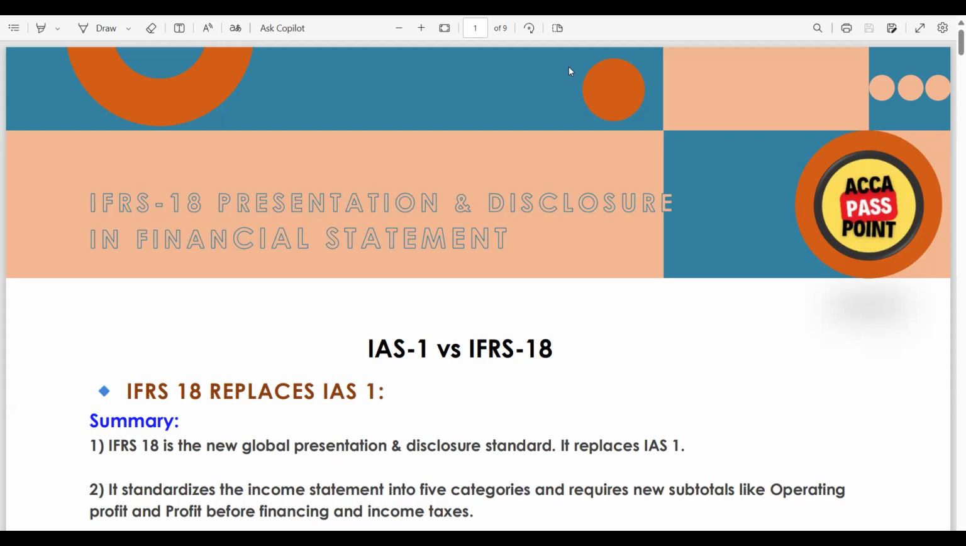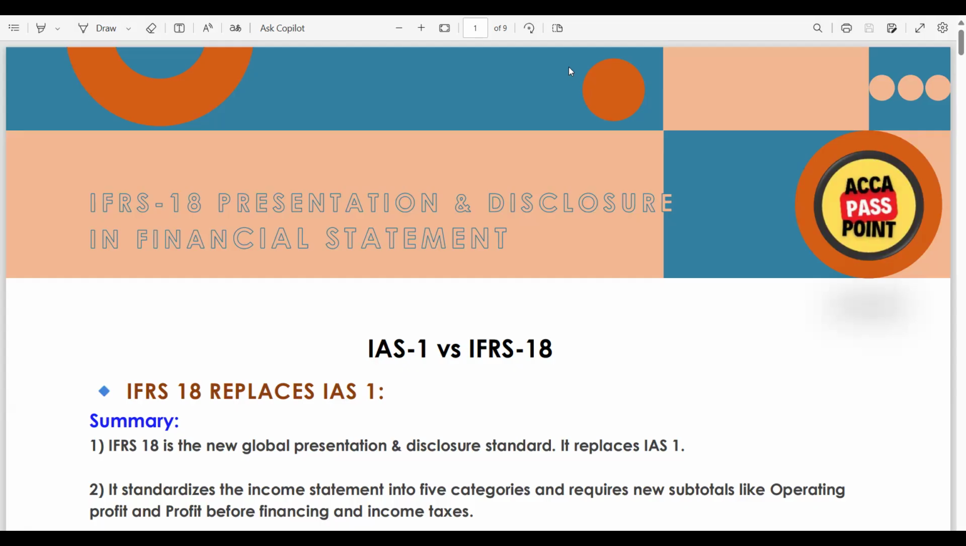Now, there is one important thing. In IAS 1, we often use PBT, profit before tax. But now, from the IFRS 18 implementation, PBT will change to PBIT, meaning profit before interest and taxes.